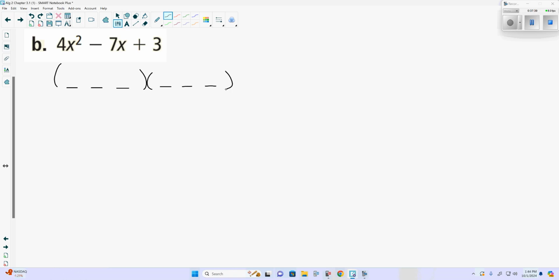If our third term is positive, the signs are the same and match the sign of the middle term. If our third term is negative, the signs are opposite. Well, the sign of our third term is positive, so the signs are the same and match the sign of the middle term, which is negative. So both signs are negative. Questions on this so far?